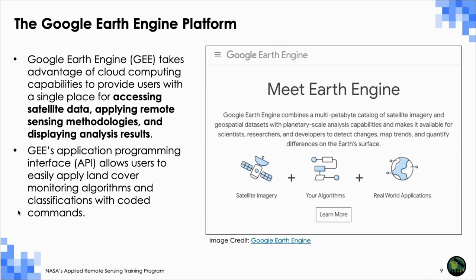So the GEE platform leverages the advantages of cloud computing to provide users with a single place for accessing satellite data, applying remote sensing methodologies, and displaying analysis results. Google's access to data storage and computing infrastructure really allows the platform to host large remote sensing data sets and provide access to global imagery archives. And particularly relevant to our interest in GEE for this training series is the Application Programming Interface, or API, which can allow users to easily apply algorithms to complete things like land cover monitoring.